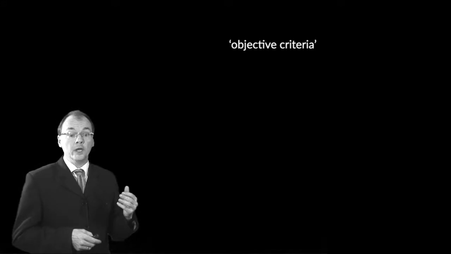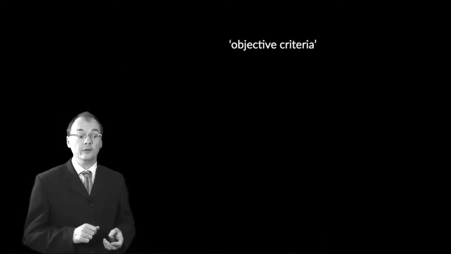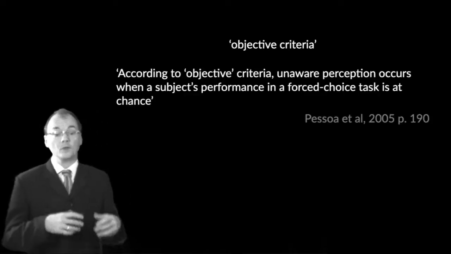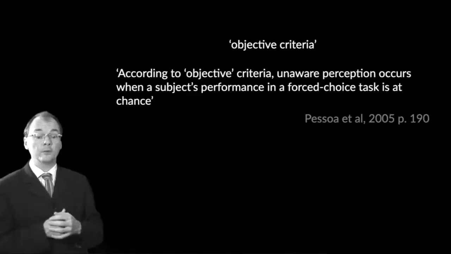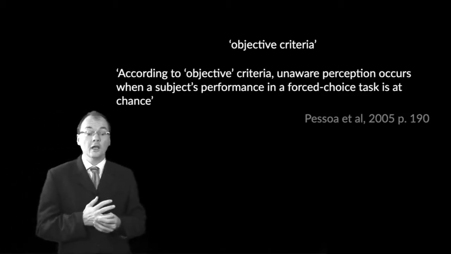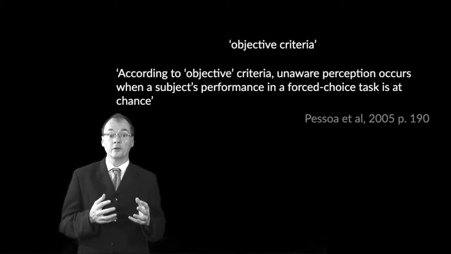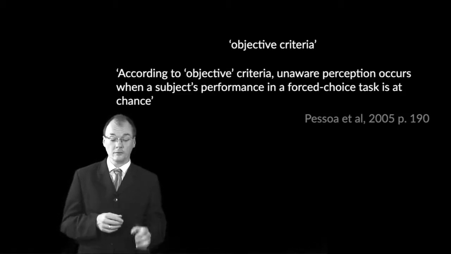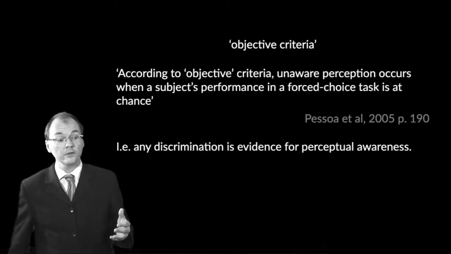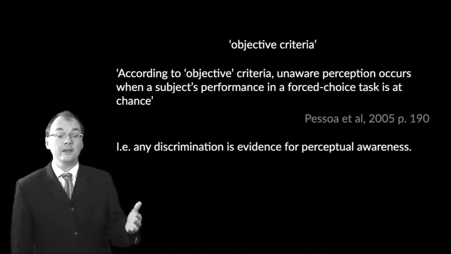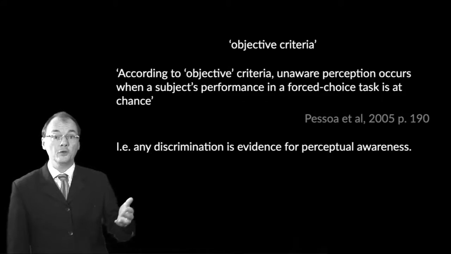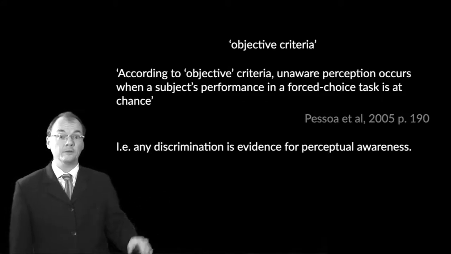What could we do instead? One suggestion that's sometimes considered is appeal to what's called objective criteria. The idea is that we can eliminate subjective reports altogether. According to objective criteria, unaware perception occurs when a subject's performance in a forced choice task is at chance. In other words, if you can show that there's any discrimination at all, you've got evidence for perceptual awareness.